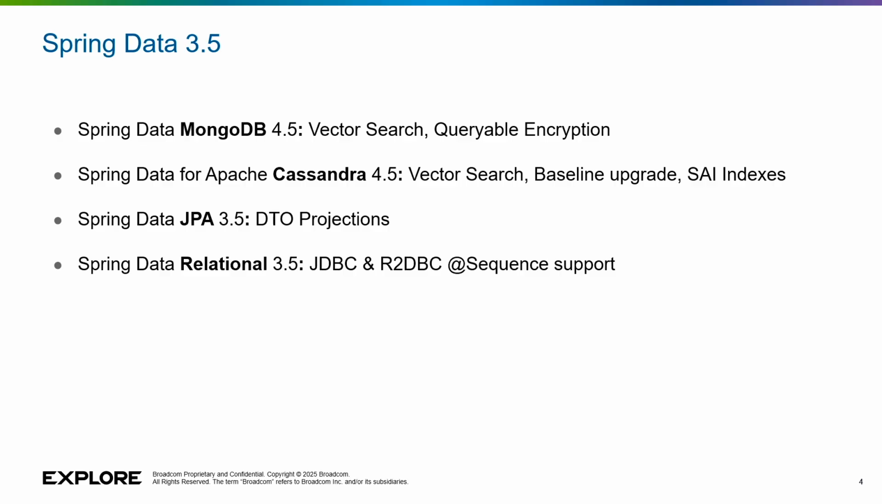And in Spring Data JPA, we've had some improvements in the DTO projections. We'll show an example there. We'll also mention that in Spring Data Relational, JDBC, and R2DBC, we've added sequence support. We don't really have a slide for that one though.